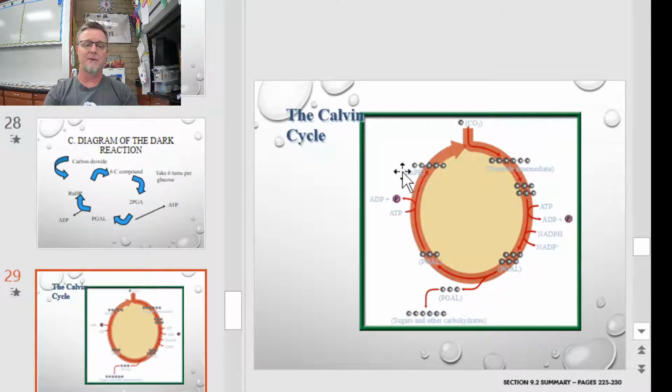So here we have RUBP picking up CO2, forming an unstable 6-carbon molecule that splits apart. This is our PGA. ATP and NADPH are added from the light-dependent reactions to get us to PGAL. That PGAL will continue this cycle, becoming more RUBP. After several rotations, eventually that PGAL will become a simple sugar.